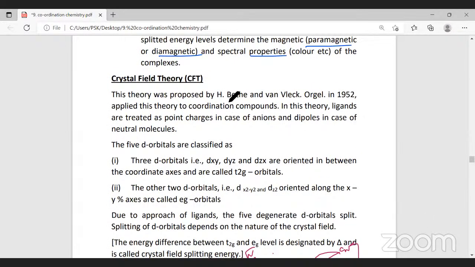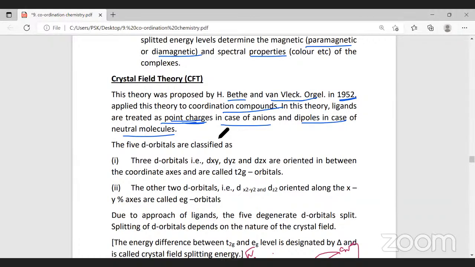Now, coming to an important concept, crystal field theory. This theory was proposed by Bethe and Van Vleck in 1952, and applied to coordination compounds. In this theory, ligands are treated as point charges in the case of anions, and as dipoles in the case of neutral molecules.